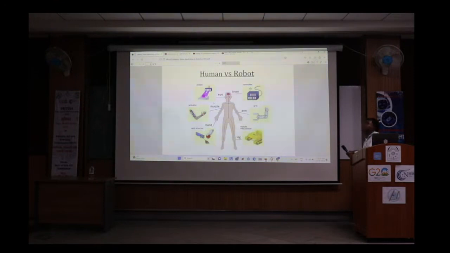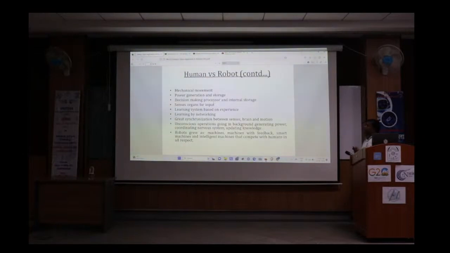I am not showing all the things, but there are many other things, right? It's not just a sensor as an eye. Our skin is a sensor. And this is just a rough comparison, but it will give you a preview of why we want to compare humans and robots before we go ahead in the discussion. Now, this is a very simple enumeration of some of the facts that compare a human and a robot.